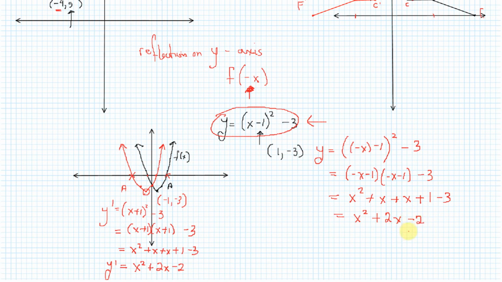And we can see that when we write the equation from the graph, and when we write the equation inputting that negative x, or using a negative x to indicate the reflection about the y-axis, we end up with the same equation.